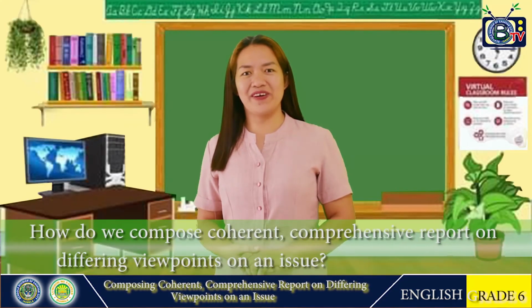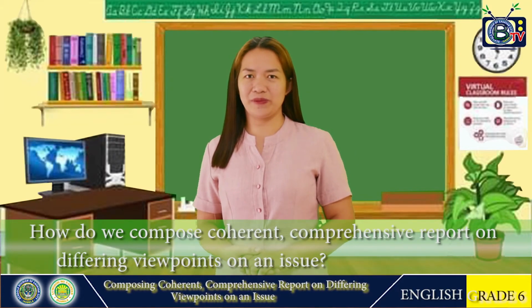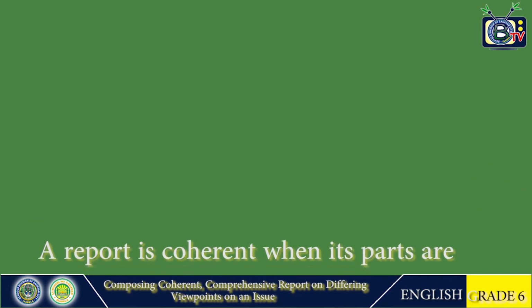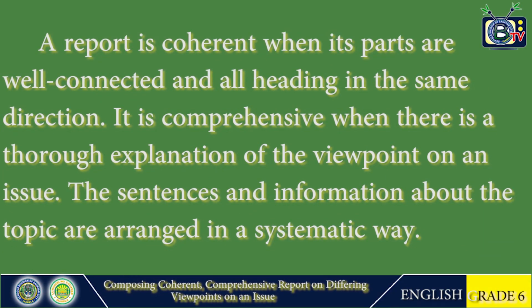How do we compose a coherent, comprehensive report on differing viewpoints on an issue? A report is coherent when each part is well connected and all heading in the same direction. It is comprehensive when there is a thorough explanation of the viewpoint on an issue. The sentences and information about the topic are arranged in a systematic way.